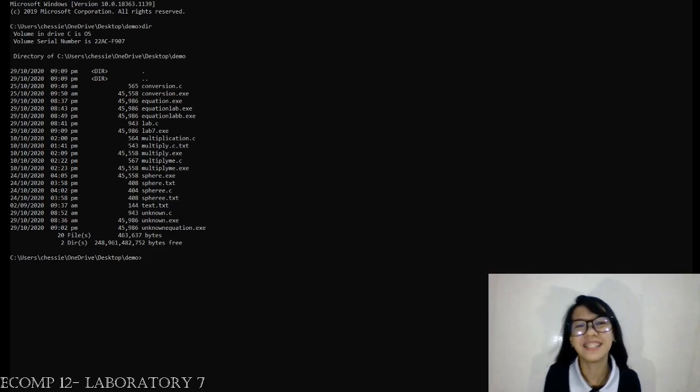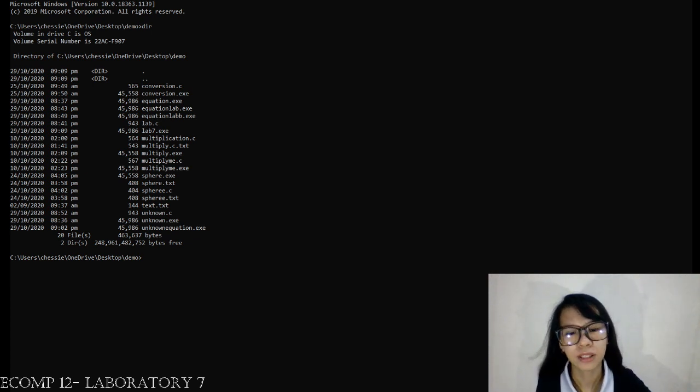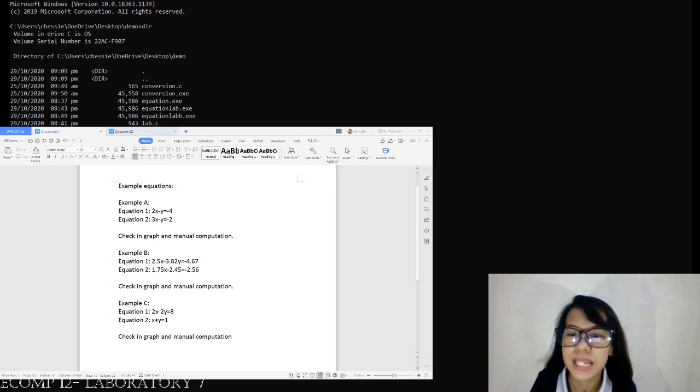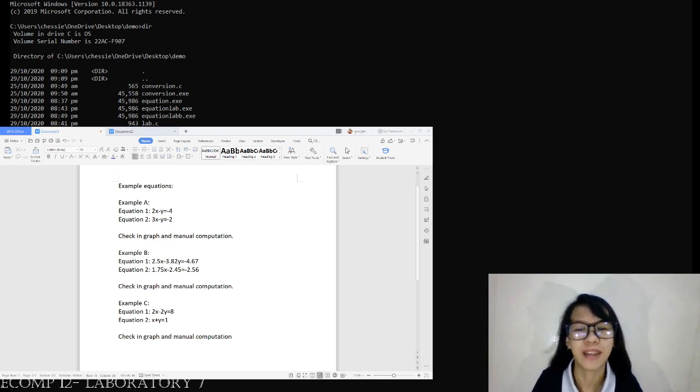Good day everyone, this is Chaska and now we are going to execute and check my program in Laboratory 7. First, I have prepared three sets of equations, which are examples A, B, and C. They are going to be checked through graph and manual computation. Now, let's start the execution.